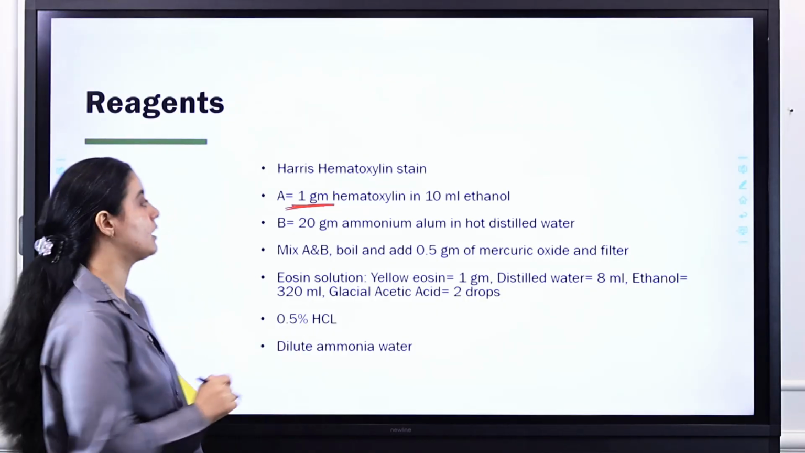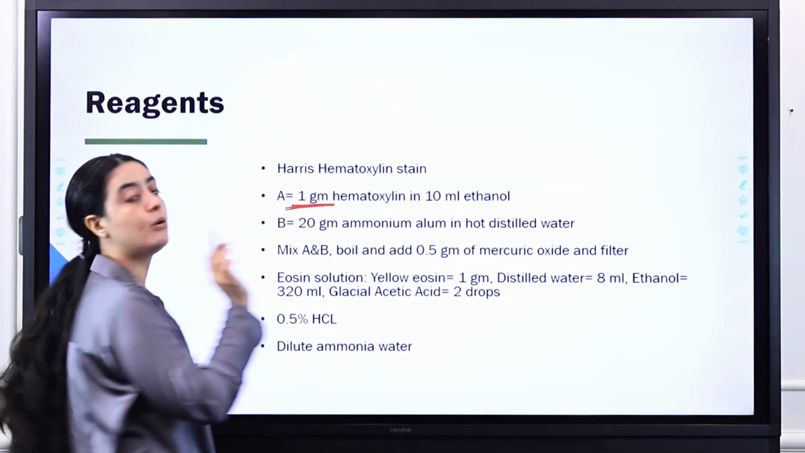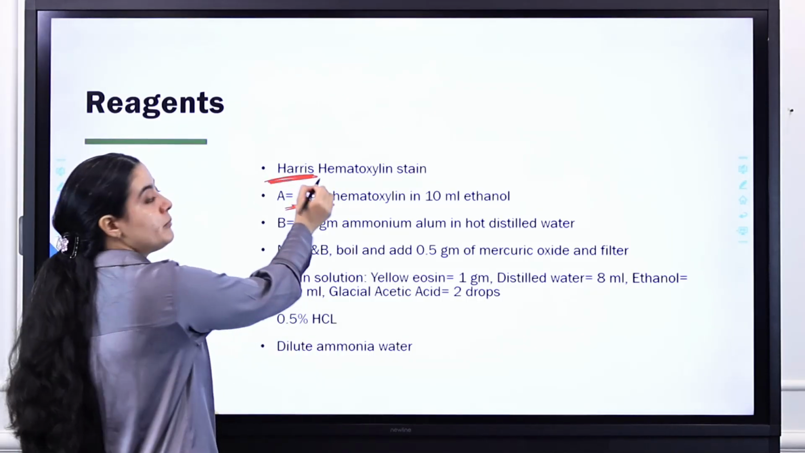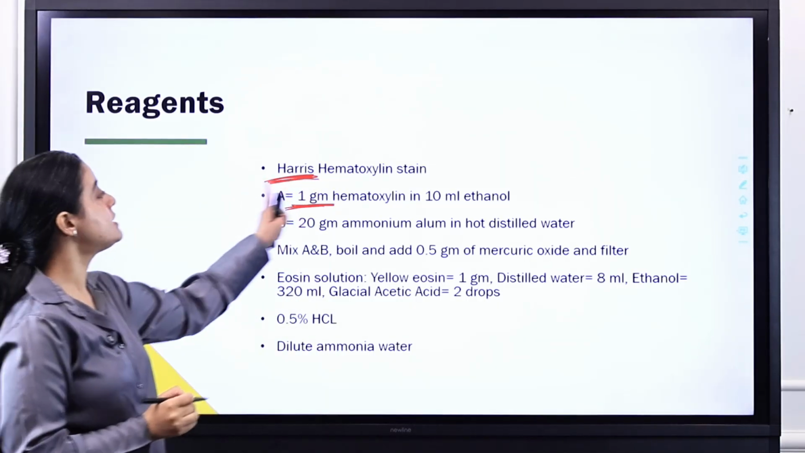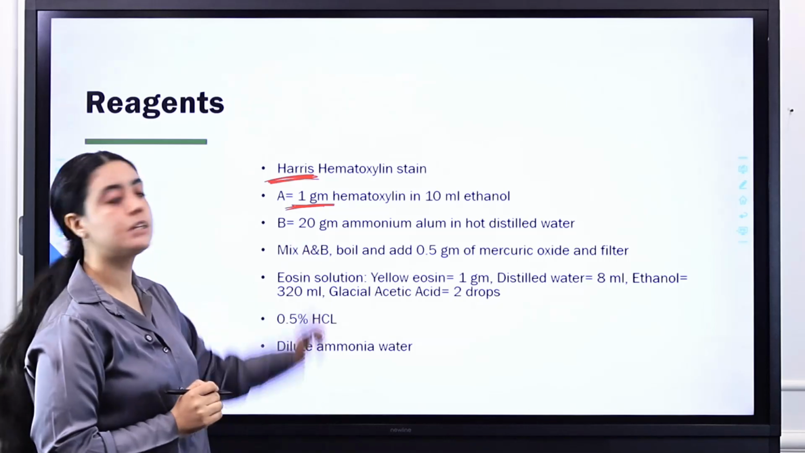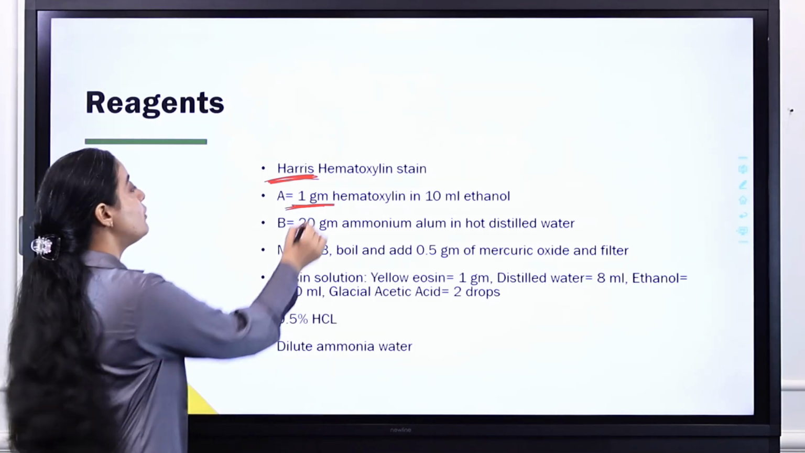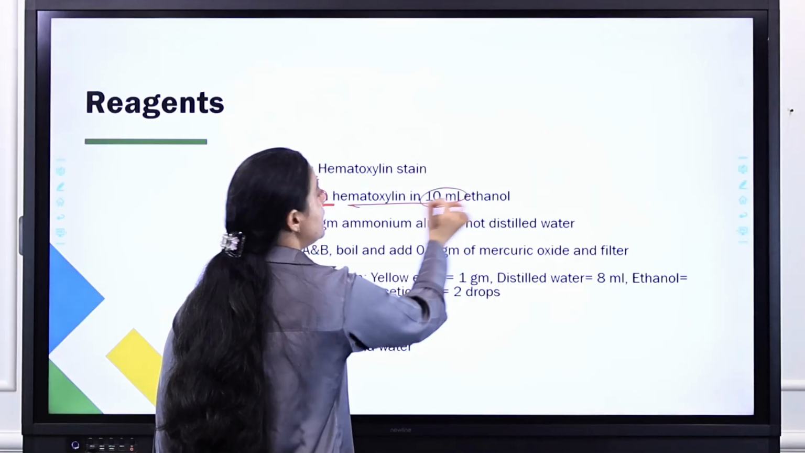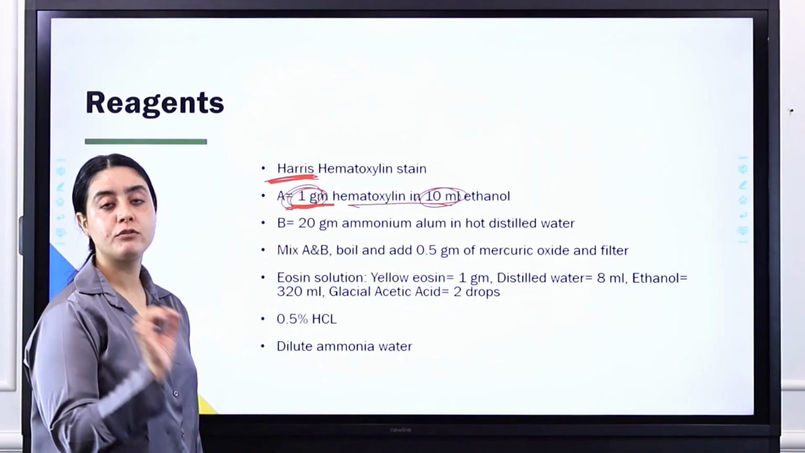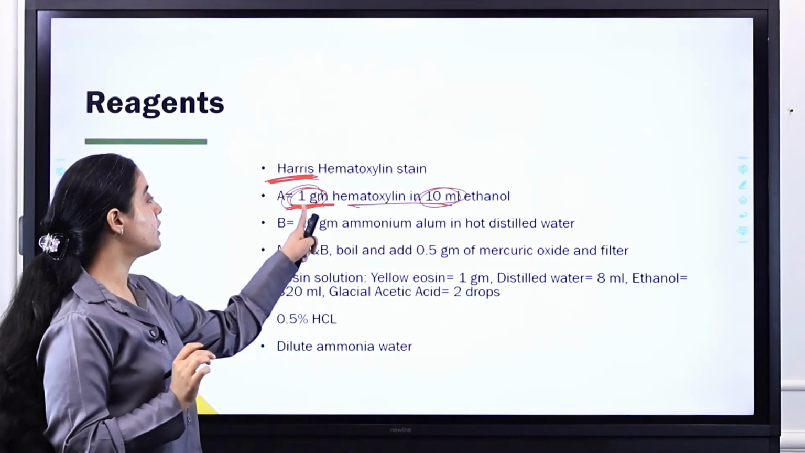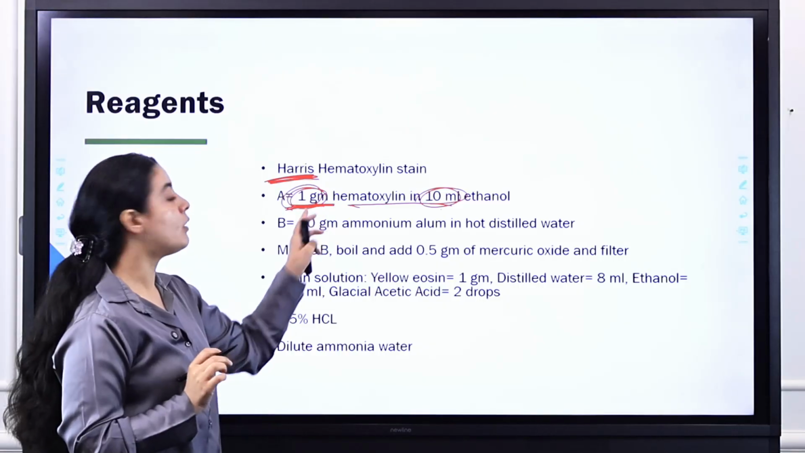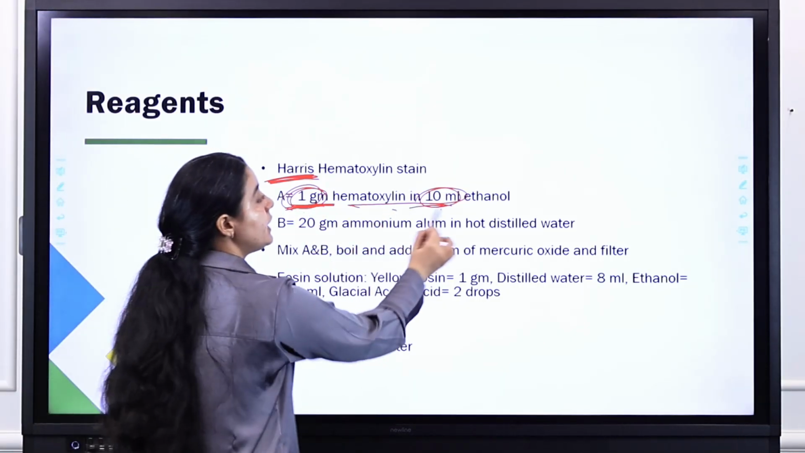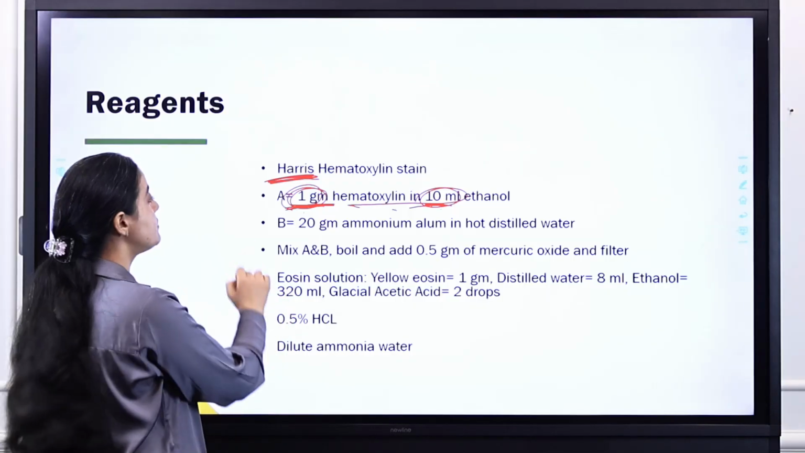What is the composition and what are the reagents we are going to use in our H&E stain? First, the whole name of the hematoxylin stain is Harris hematoxylin stain, as you have to mention in your exams also. How much hematoxylin do you take? You take 1 gram of hematoxylin in 10 ml of ethanol. You have to mention clearly the compositions. Next, what do we have to do?